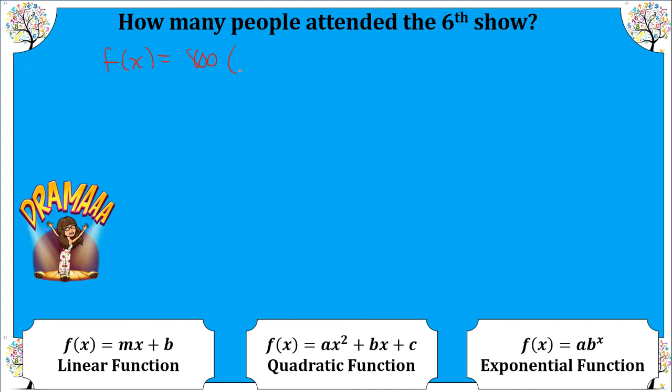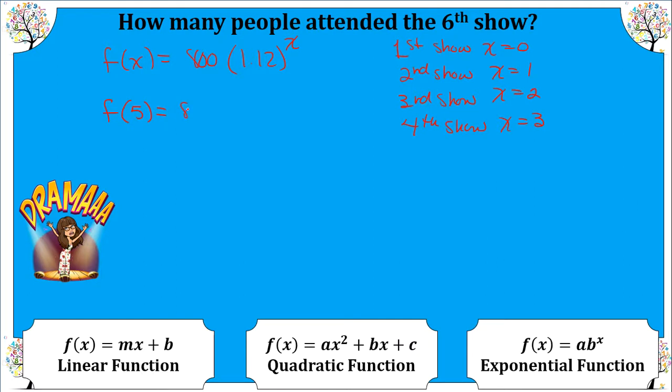Here's our function. Remember, our first show is 0. So our first show X is 0 because that gives us our initial 800. Our second show X is going to be 1. Our third show X is going to be 2. Our fourth show X is 3. So whatever show it is, minus 1 is what your X value is. Okay, so let's do that.